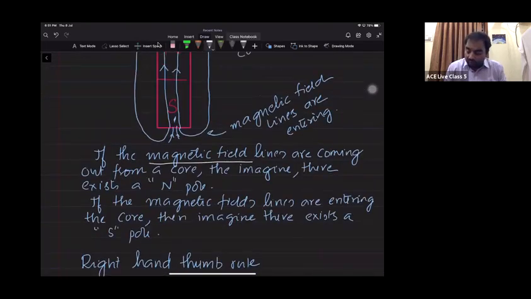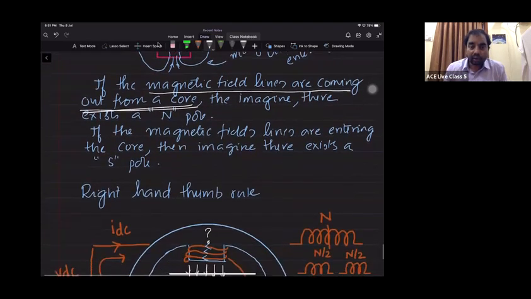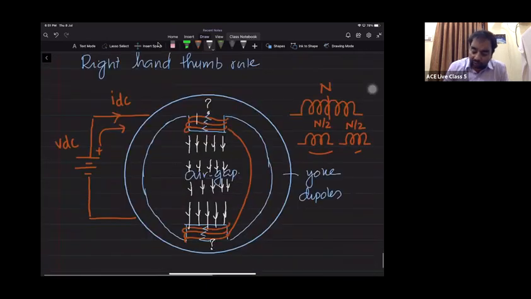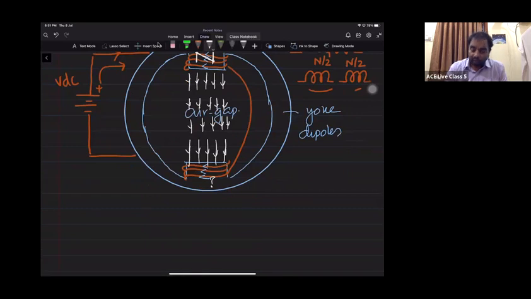If the magnetic field lines are coming out from a core, then you have to imagine that there is a north pole. Why? Because with a permanent magnet, the magnetic field lines always come out from a north pole, or come out from core into air. So here the field lines are coming out, which means I can imagine a north pole here. Core into air is the north pole.